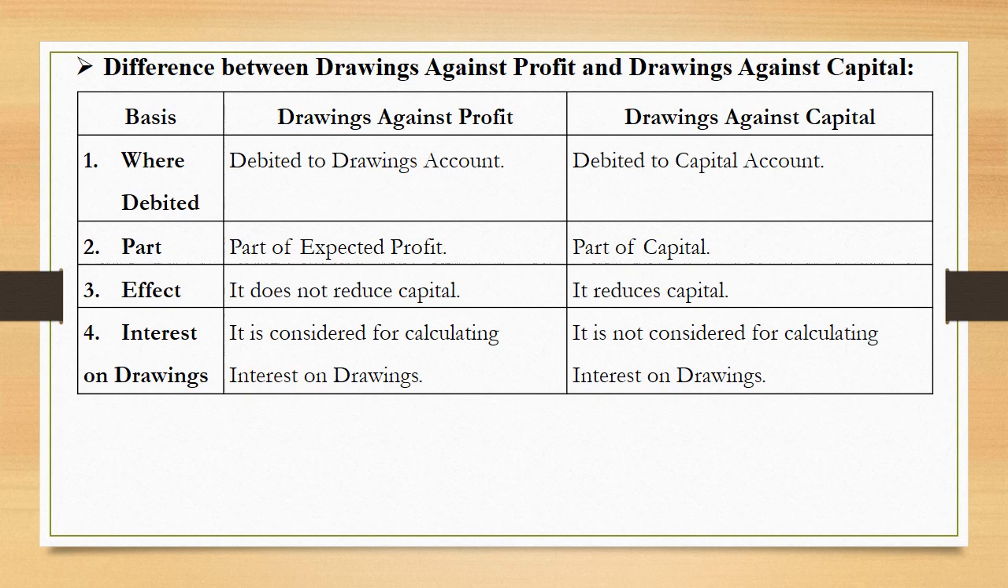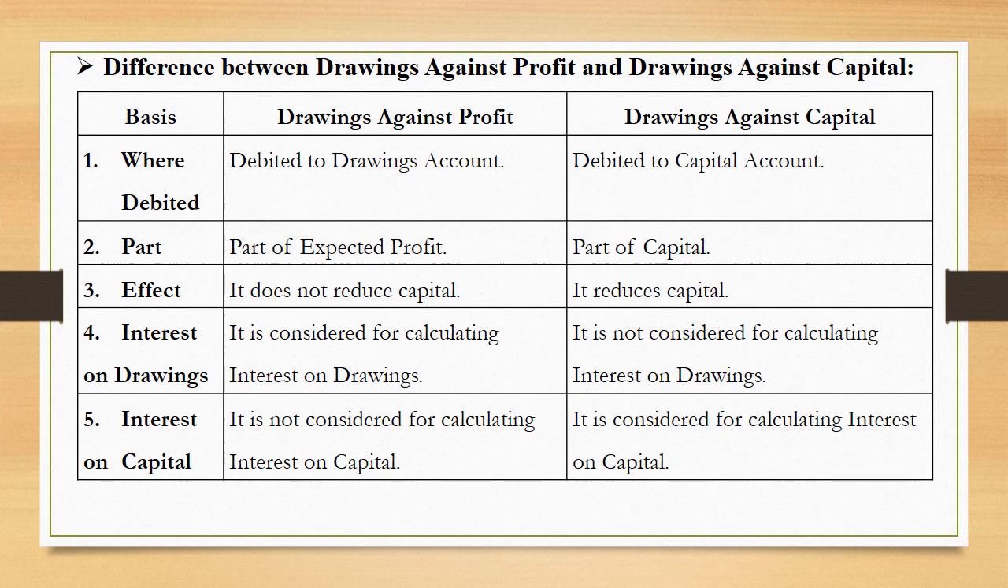Interest on drawings. For calculating interest on drawings, drawings against profit is considered, whereas drawings against capital will not be considered for calculating interest on drawings. Interest on capital. When you have to calculate interest on capital, drawings against profit will not be considered, whereas when you have withdrawal out of capital, so yes, that amount will be considered for calculating interest on capital.